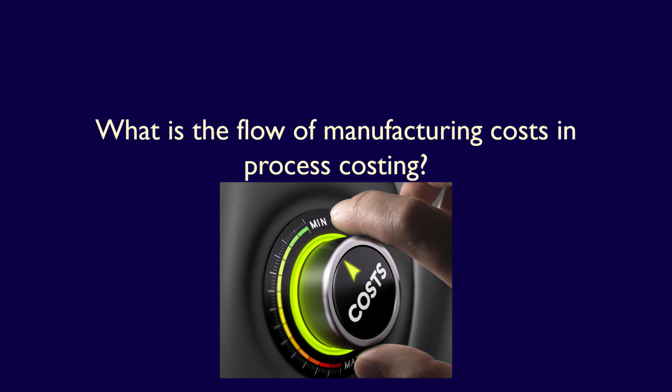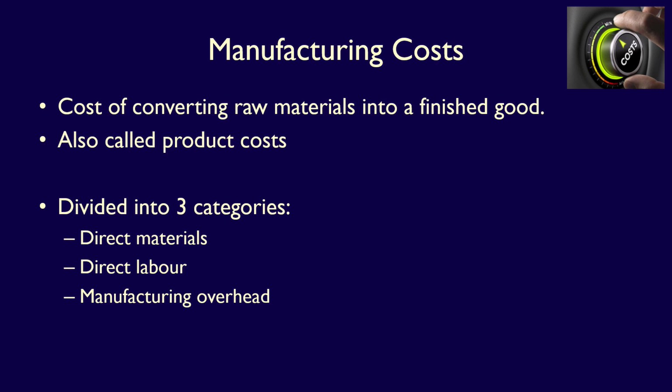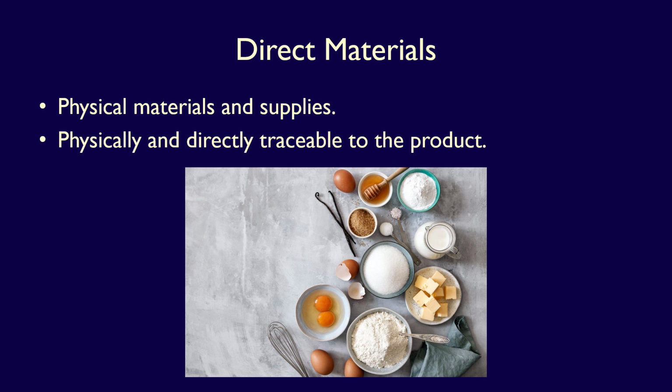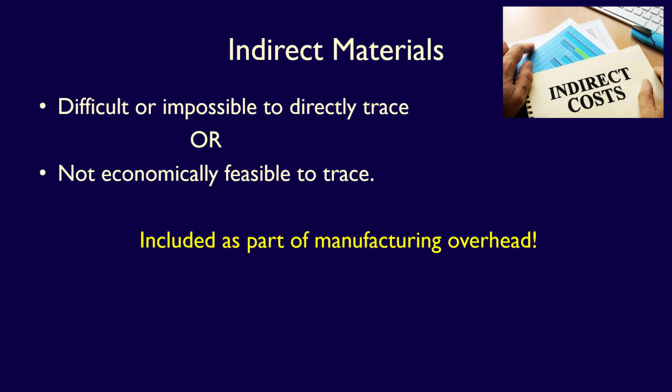We're going to focus on a manufacturing environment in the process costing system, and it's important to understand the flow of manufacturing costs. You know that manufacturing costs are made up of direct materials, direct labor, and manufacturing overhead. Direct materials, which include raw materials, are the physical materials and supplies which can be physically and directly traced to the production of a product.